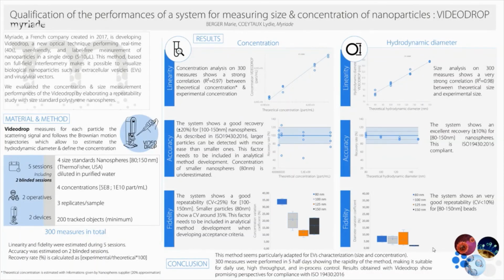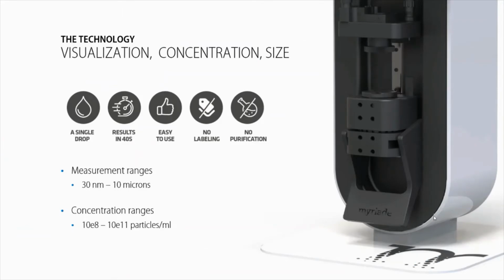So in the end, the technology allowed the visualization of nanoparticles and macroscopic objects, the measurement of concentration and size of nanoparticles. We do it in a single drop. The results are obtained in 40 seconds. It's easy to use. We don't need any label, and we do it with almost no purification. These measures are done in a range from 30 nanometers to 10 microns, and in concentration from 10 to the power 8 to 10 to the power 11 particles per milliliter.